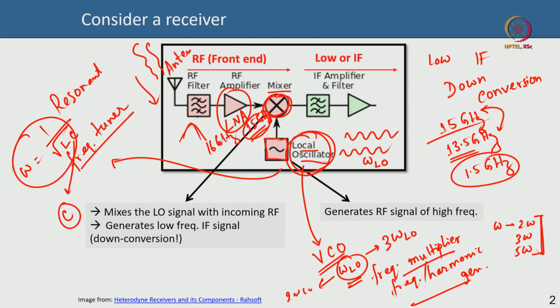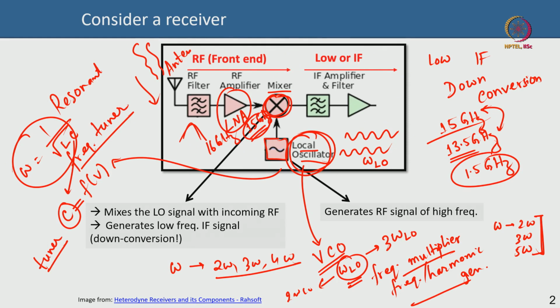So you need a device whose capacitance keeps changing as a function of the voltage. Okay. That is for the tuner, and you need a device such that from a frequency omega you can generate 2 omega, 3 omega, etc. That is a frequency multiplier. Okay. So you need these two kinds of devices. I hope I am clear till now.